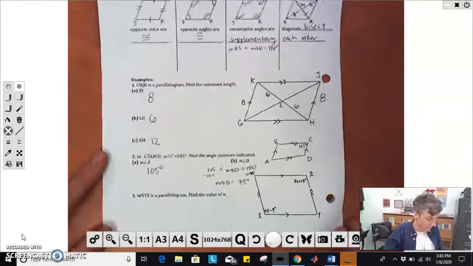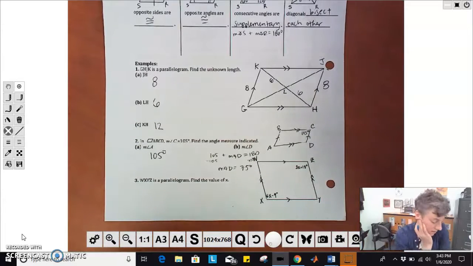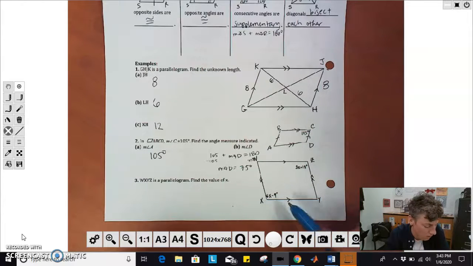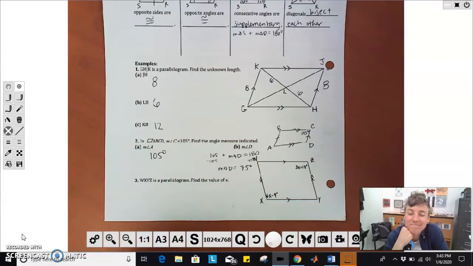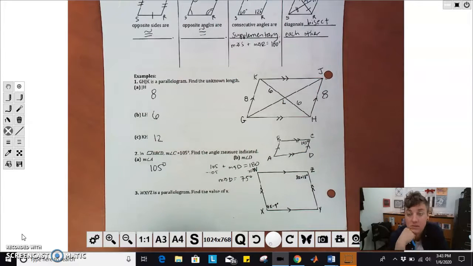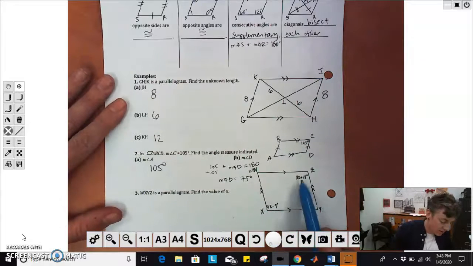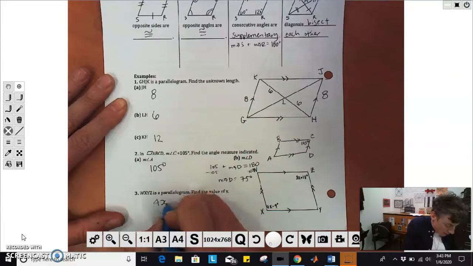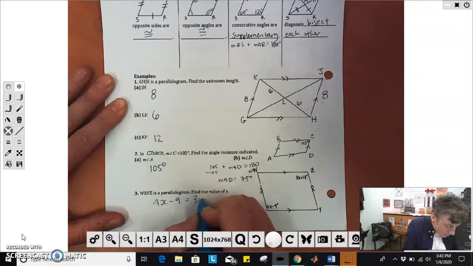Great. Example number 3. WXYZ is a parallelogram. Find the value of x. Well, what do we know about these two expressions that have x in them? They're related to opposite angles. And those opposite angles are congruent. What's congruent mean? Got the same measure. So this equals this. 4x minus 9 equals 3x plus 18.